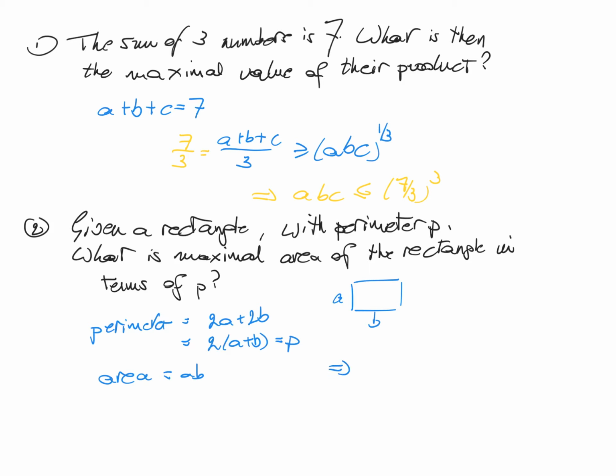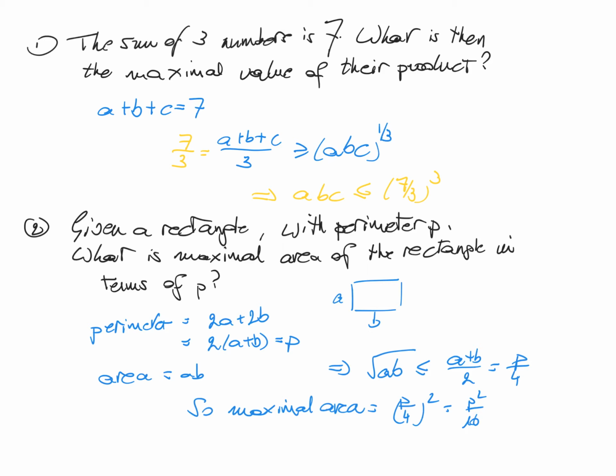Then we apply the arithmetic geometric mean inequality. We then know that the root of A times B is smaller or equal than (A plus B) divided by 2, which is equal to P divided by 4. So the maximal area is then P divided by 4 squared, so it's P squared divided by 16.